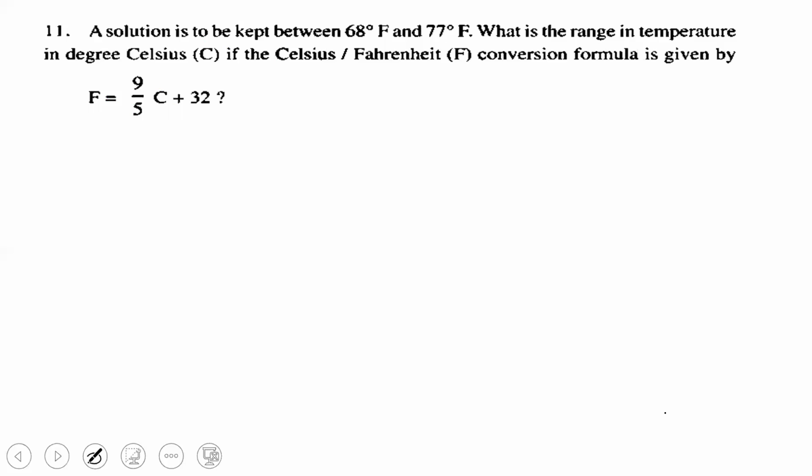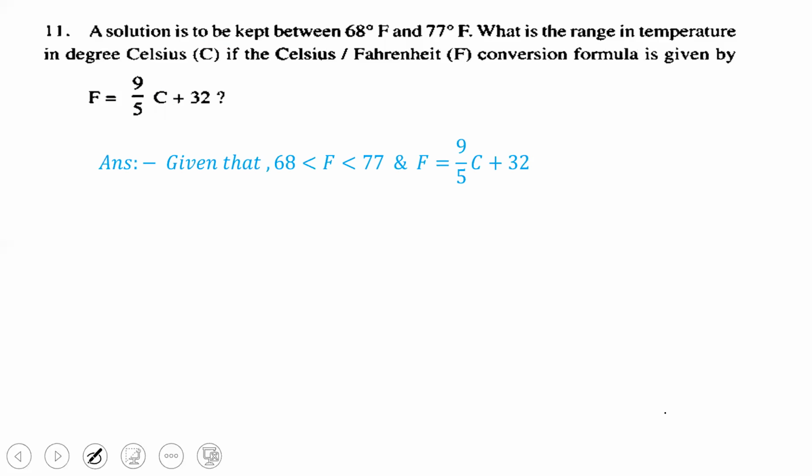A solution is to be kept in between 68 degree Fahrenheit and 77 degree Fahrenheit. What is the range in temperature in degree Celsius? Okay, Fahrenheit temperature range is given and you need to find the Celsius range for the temperature. So the conversion is given by this formula. Fahrenheit equals 9 by 5 C plus 32. So according to the question, this Fahrenheit temperature is in between 68 to 77.